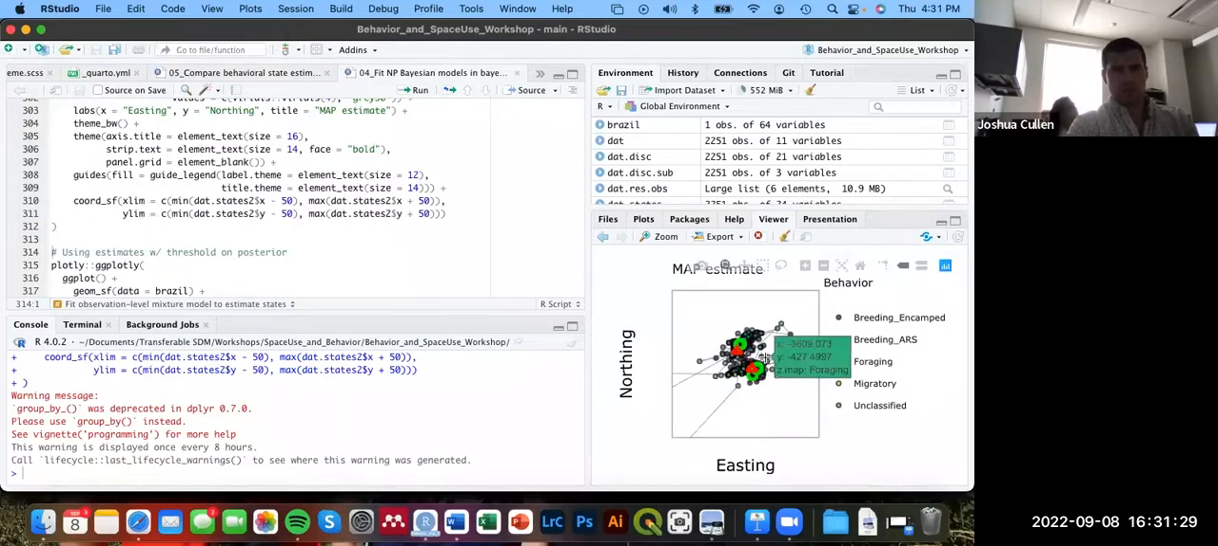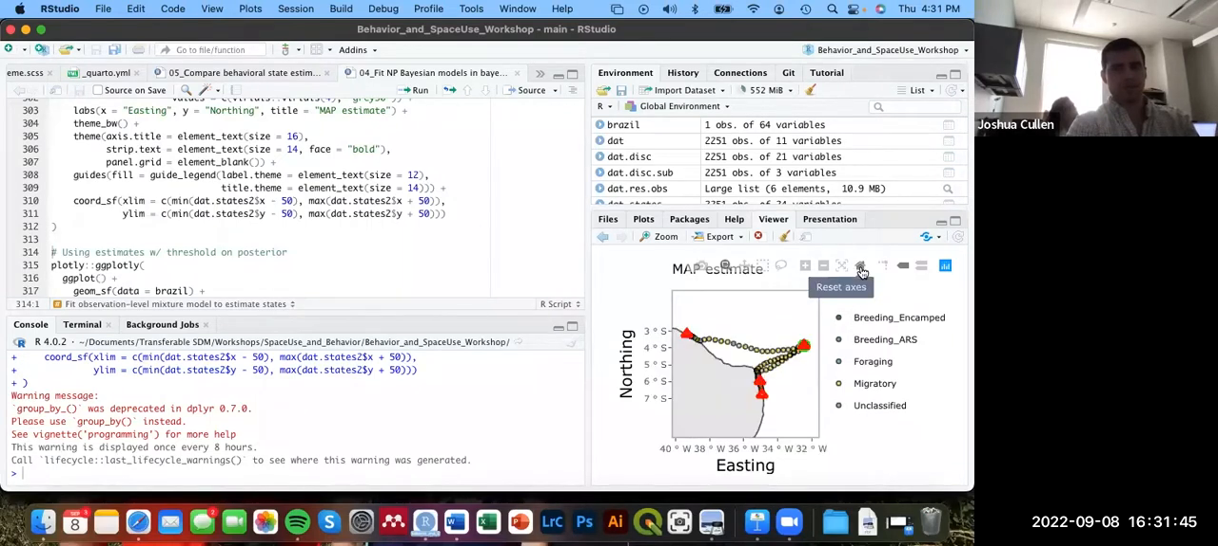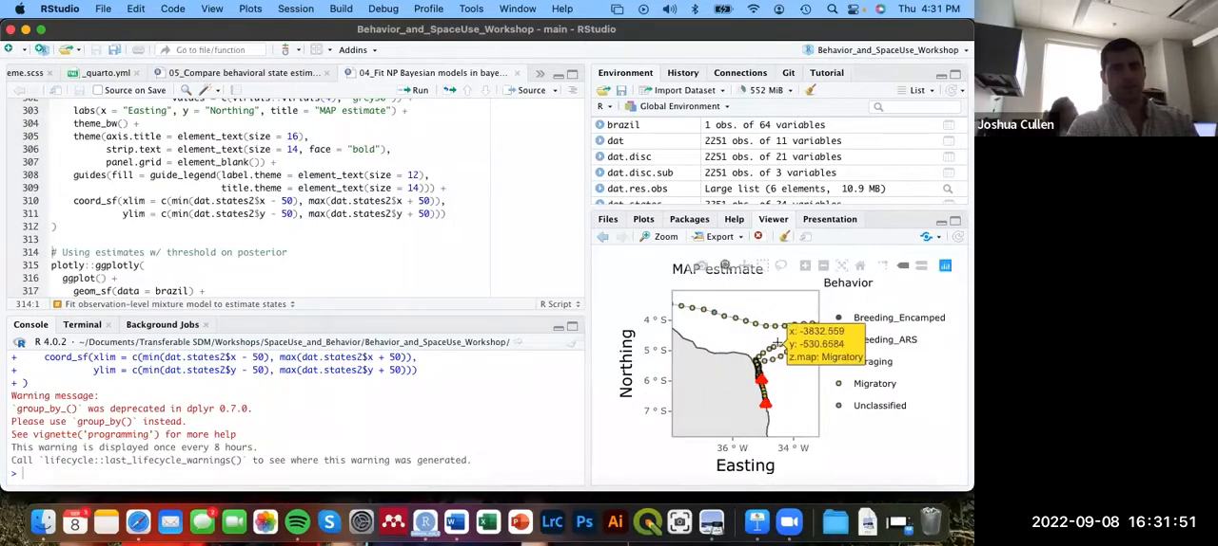And we see some labels that are foraging, actually, even though it's not displacing anywhere. A lot of breeding encamped, a lot of breeding ARS. So it's doing an okay job here, but there's definitely room for improvement. But then obviously everything in between these migratory phases of the movements is almost entirely labeled as migratory, and sometimes there might be something labeled something else, like this one observation labeled foraging.